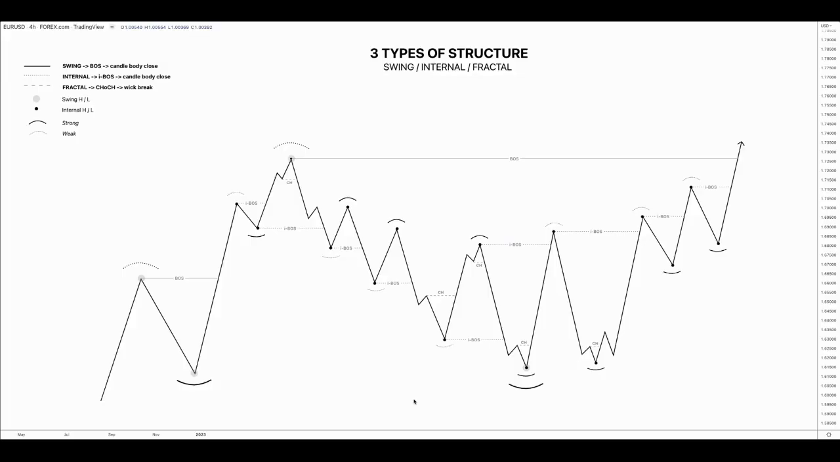Over the course of the next few lessons, we're going to break down each of these 3 types of structure into their own individual pieces, so we can really master each individual concept and get very familiar with the mechanical rules that we use to draw and identify them. We're going to do this on price action examples, do loads of walkthroughs, and absolutely nail them on their own.